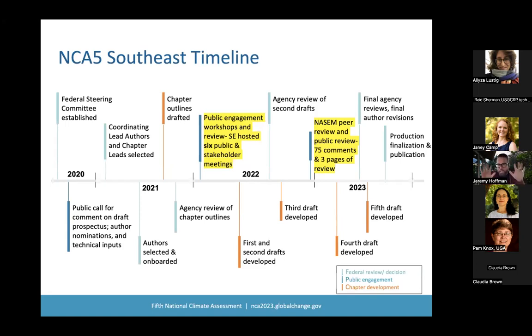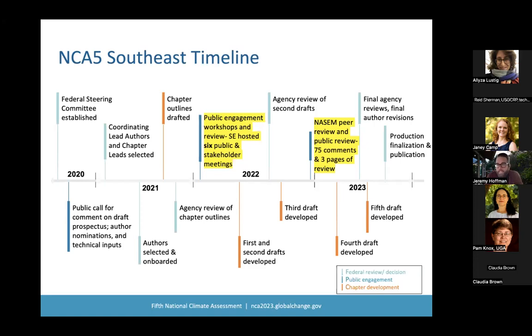And the correspondence between what we heard from our author team and what we thought was going to be important to add to the National Climate Assessment Southeast chapter, and what we heard from a wide range of stakeholder and public audiences were closely aligned. So that gave us confidence that we were already starting to develop a chapter narrative that would reflect the needs and concerns of Southeastern communities and residents.